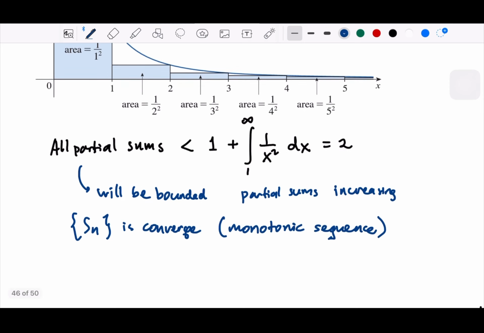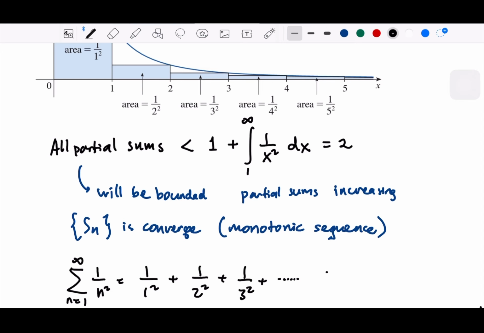And if you take the limit for this series, let me write again. This will be less than 2, right? It's also less than 2.